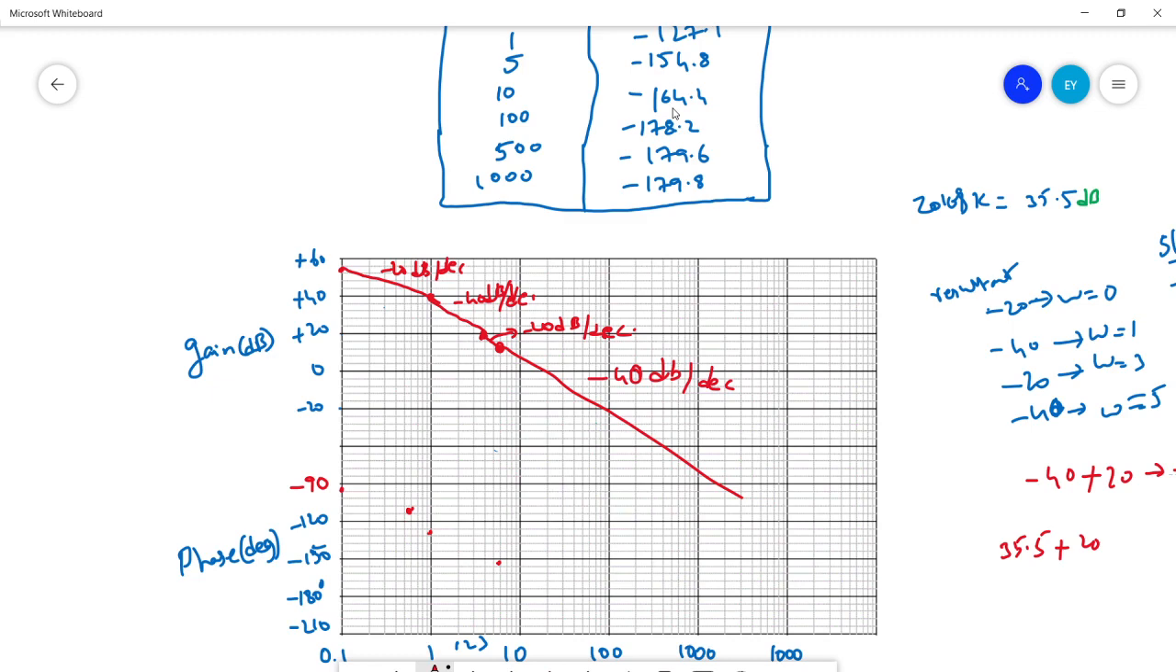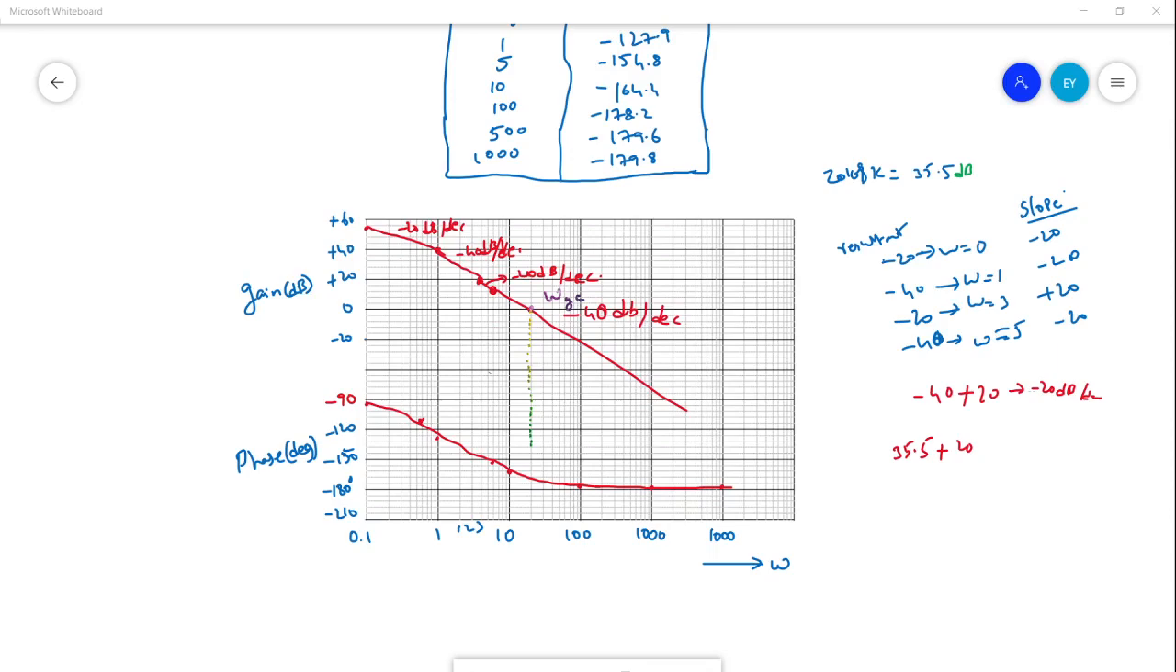So this is how we need to plot the phase. Now the thing is, we need to find the gain crossover frequency and the phase crossover frequency. How do we get that? What is gain crossover frequency? Gain crossover frequency is the frequency at which the gain plot meets 0 dB. So this is 0 dB, and by using the gain crossover frequency we can find out the phase margin.